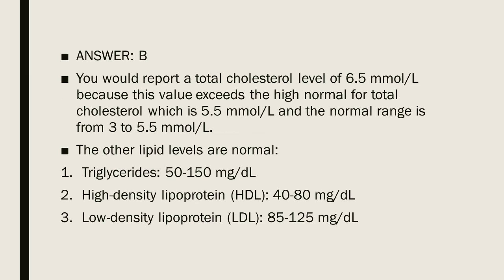Answer, B. You would report a total cholesterol level of 6.5 millimoles per liter because this value exceeds the high normal for total cholesterol, which is 5.5 millimoles per liter, and the normal range is from 3 to 5.5 millimoles per liter. The other lipid levels are normal. Triglycerides, 50 to 150 mg/dl. High-density lipoprotein, HDL, 40 to 80 mg/dl. Low-density lipoprotein, LDL, 85 to 125 mg/dl.